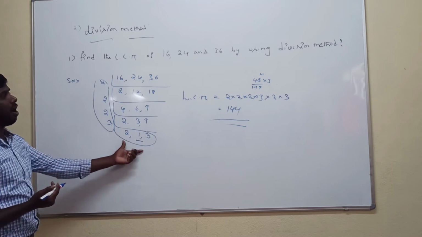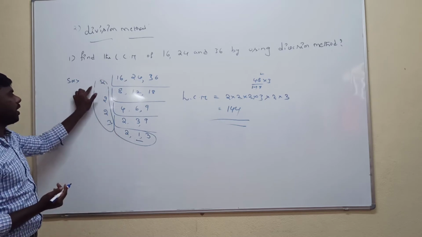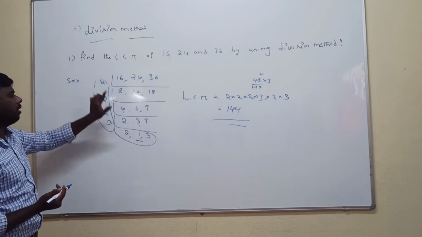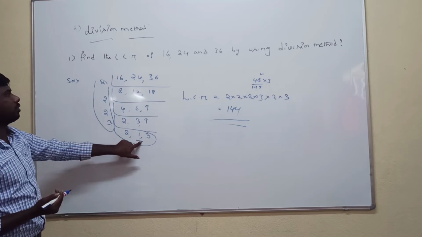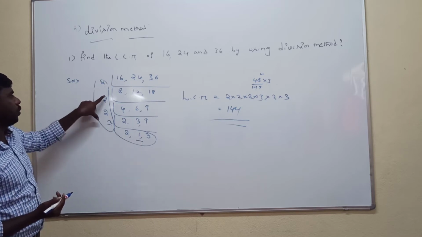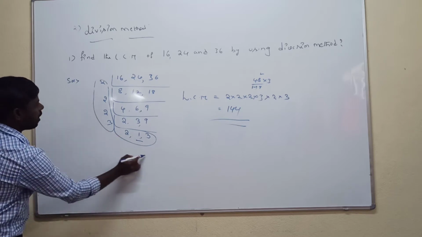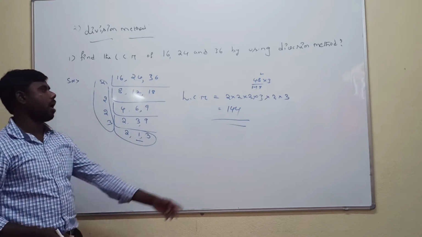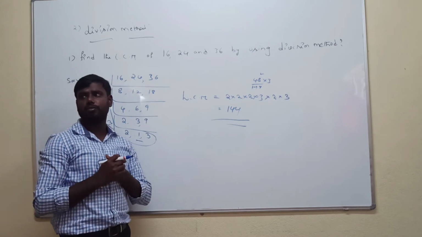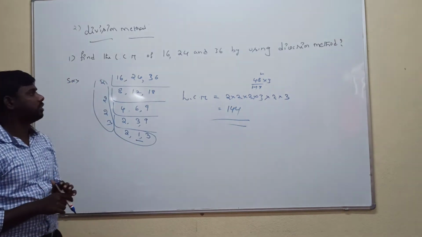Stop the division. After that, the LCM is equal to the product of the divisor elements and the remainders. So the divisors are 2 into 2 into 2 into 3, into 2, the product of all the elements. Finally we get the LCM. This is the condition for the division method. See one more question.